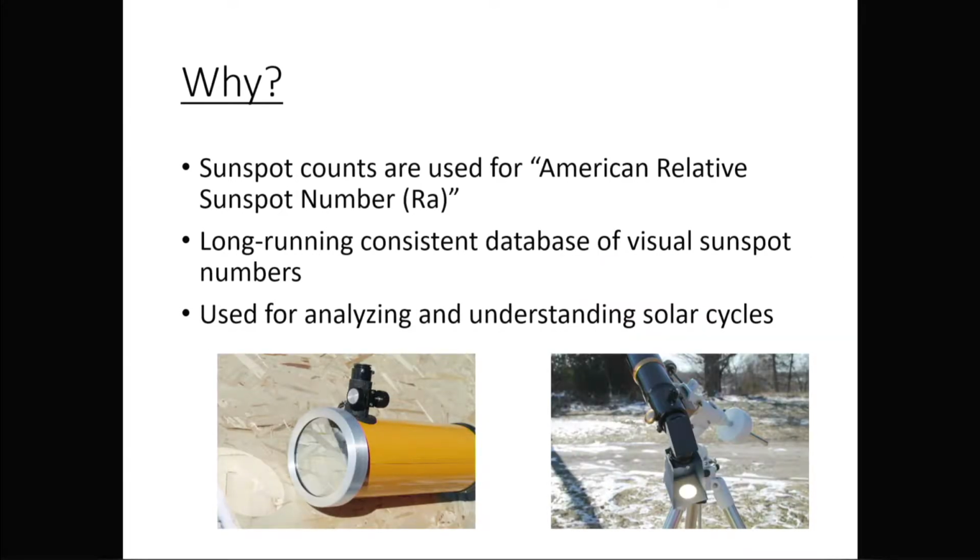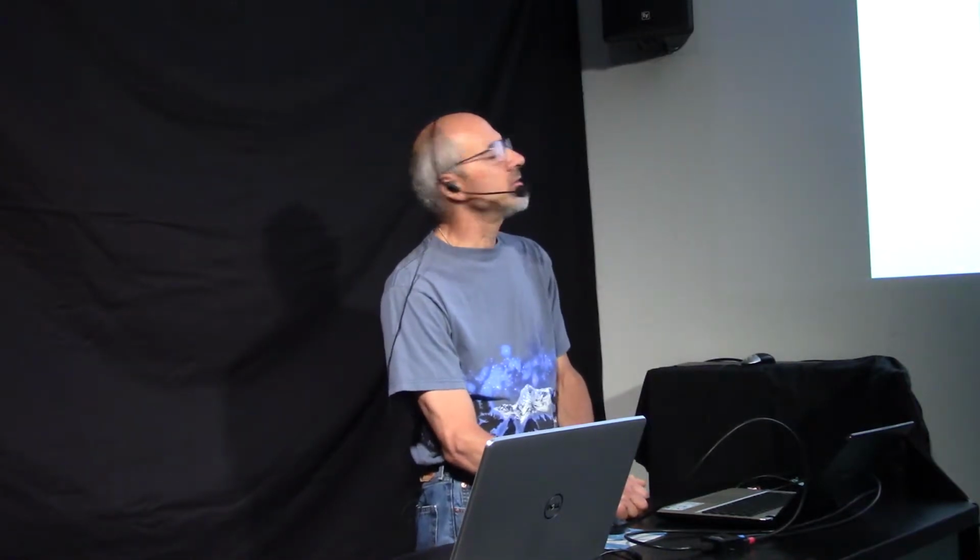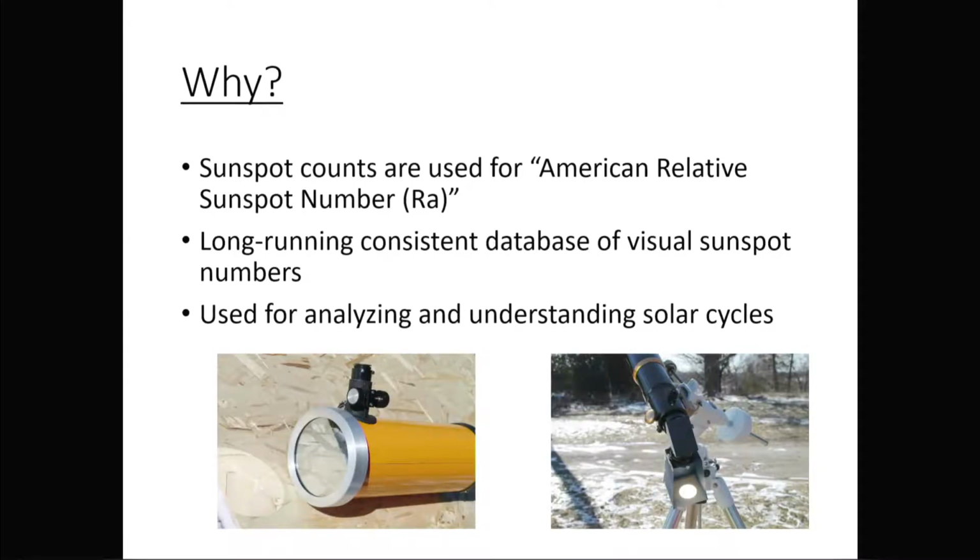There's a few reasons why it's useful to submit observations. And so the so-called American Relative Sunspot Number is a long-running consistent database of sunspot numbers. And so it's pretty useful for understanding solar cycles. There are some solar phenomena that are monitored by satellite and other instruments these days, but they have timescales of maybe several decades at most, depending on the satellite and instrumentation that's used to measure them and derive them. But sunspot counts have been made for hundreds of years, and so it forms a long-standing database of very useful, very valuable information.